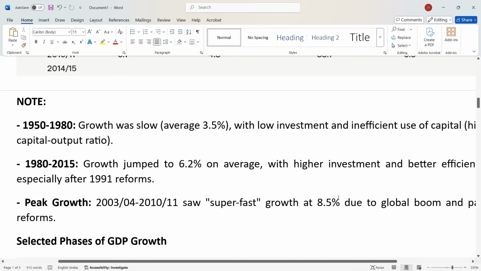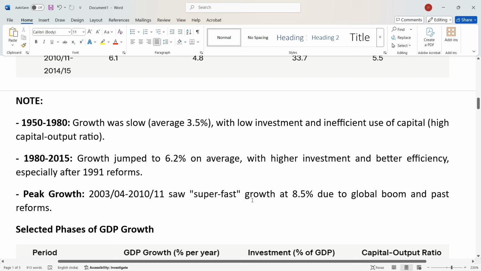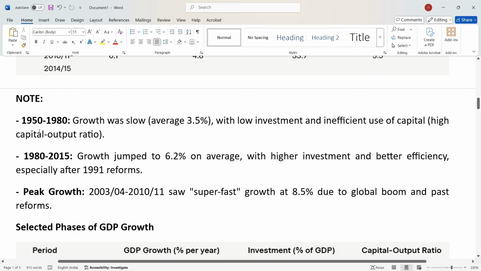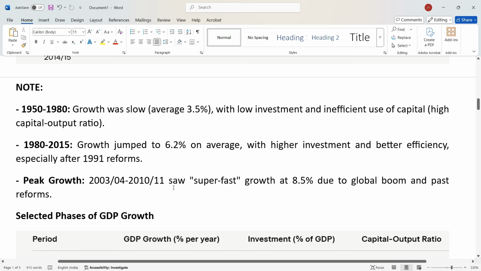Take this as the conclusion of the table. The first three decades after independence were a period where growth was slow, an average of just 3.5%. There was low investment and an inefficient use of capital in the economy. In the next phase, 1980s to 2015, growth jumped to 6.2% on average, there was higher investment, and the capital was invested on the right path. There was better efficiency in the economy.